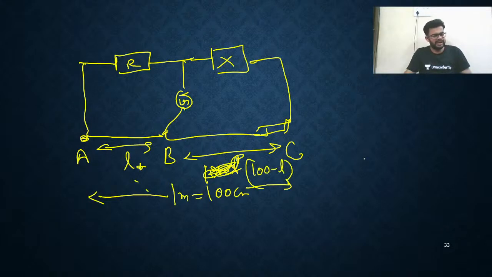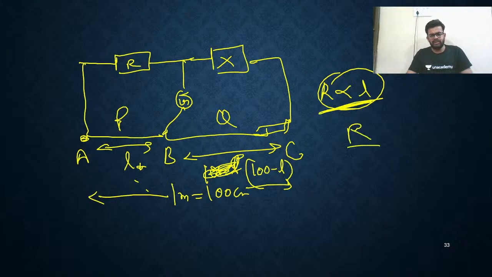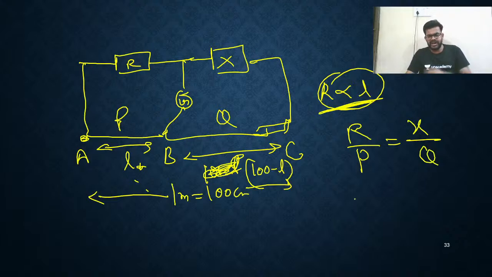No problem. Okay. And we all know one more thing. Resistance is proportional to length, right? R is equal to rho L by S. So resistance is proportional to L. Okay. So you will write this is P resistance, this is Q. So R upon P should be equal to X upon Q. You all know this, right?